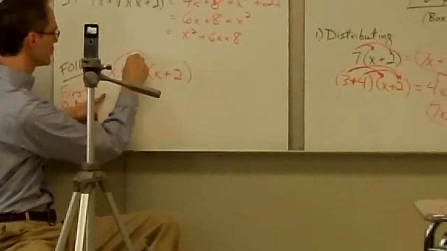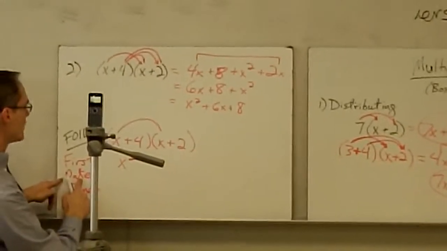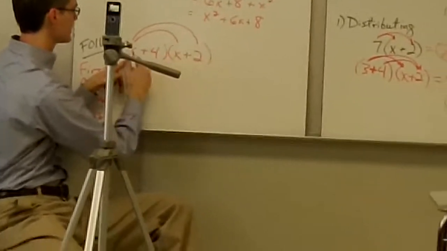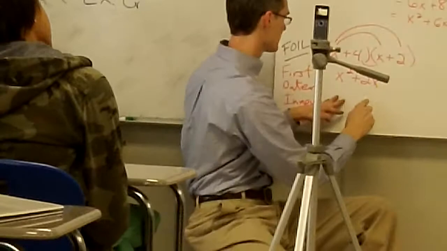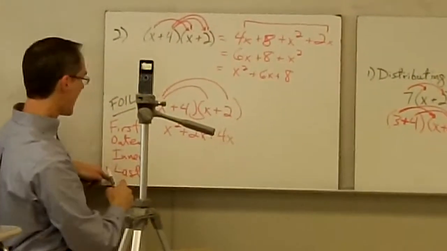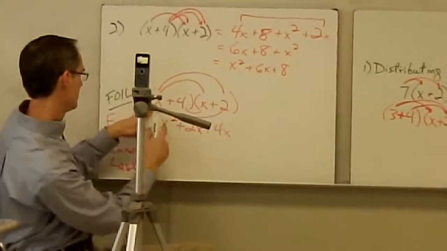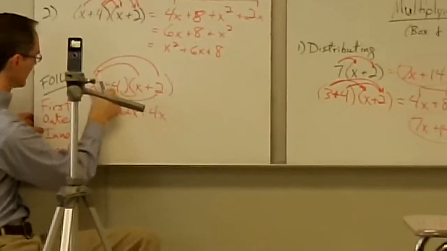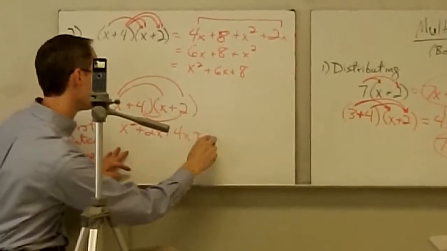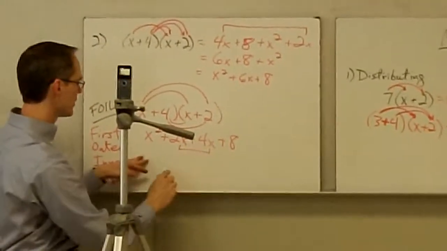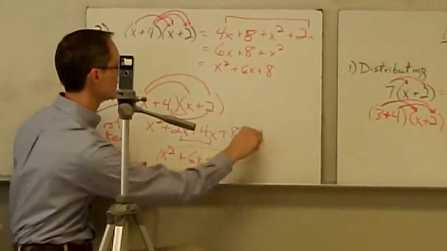well, first I would multiply my 2 first terms. That's my first term. So x times x is x squared. Then I would do my 2 outer terms. That's x and positive 2. So that's going to give me positive 2x. Then I would do my 2 inner terms. Positive 4 times x, that's positive 4x. And then I do my 2 last terms. Oh, my 2 last terms would be 4 and 2. So 4 times 2 is positive 8. Again, I collect up my like terms here, and I get x squared plus 6x plus 8, which is exactly what I got before.